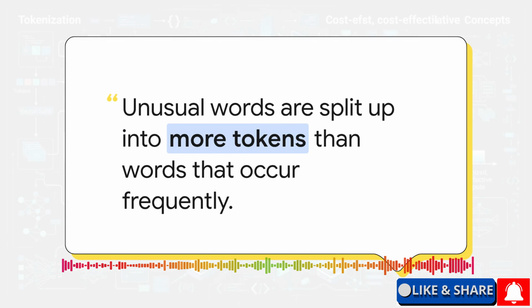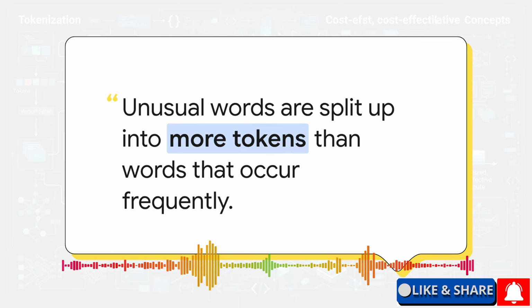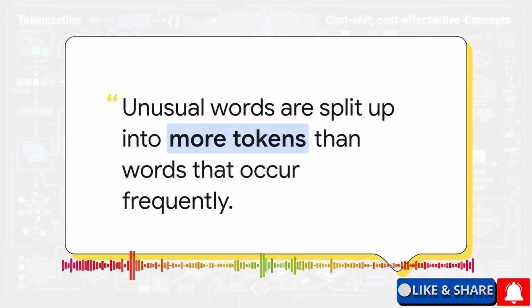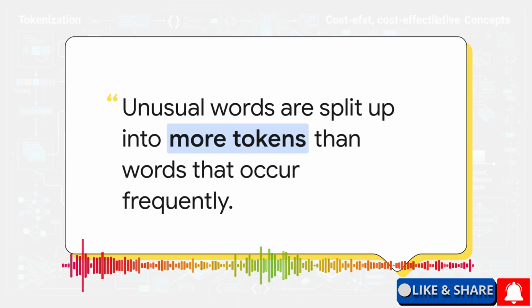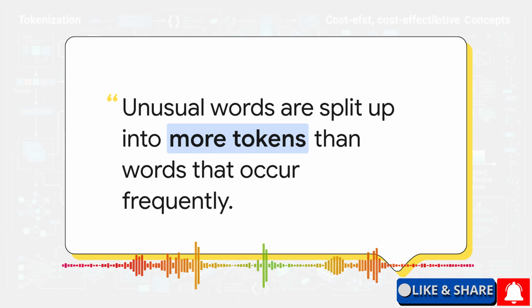The big takeaway here? Unusual words will literally cost you more money. If a word rarely showed up in the model's training data, it won't get its own single token. It gets chopped up into multiple, smaller tokens. This means if you prompt an API with an obscure programming language like Haskell, it's going to eat up significantly more of your token budget than if you just use something super popular like JavaScript.